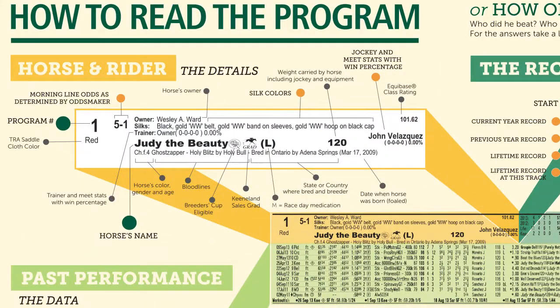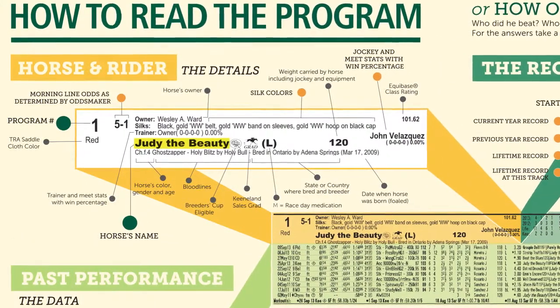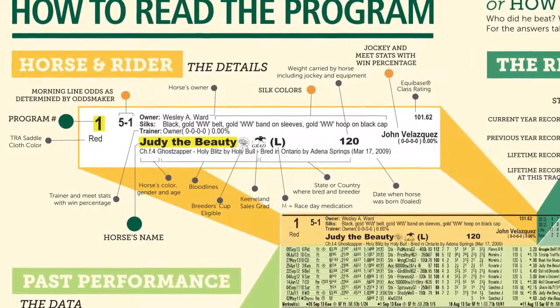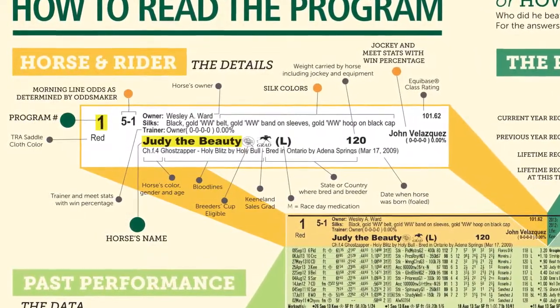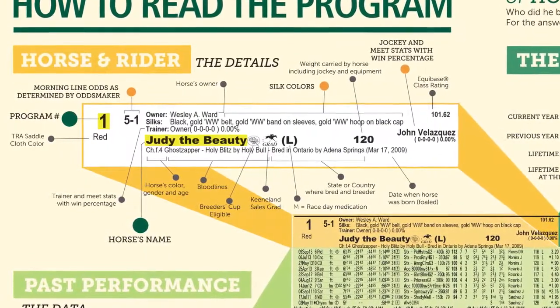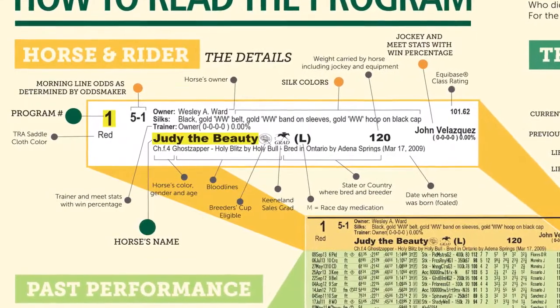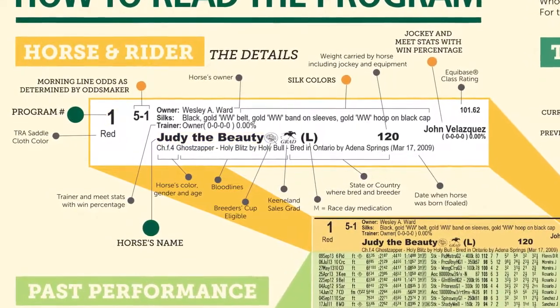Now, the two main things are going to be the name of the horse, which of course everyone always looks at, as well as the number. And the number is important because not only is it going to be the number that is shown up on the tote board as well as on the horse's saddle, but it's also going to be their placement in the starting gate.